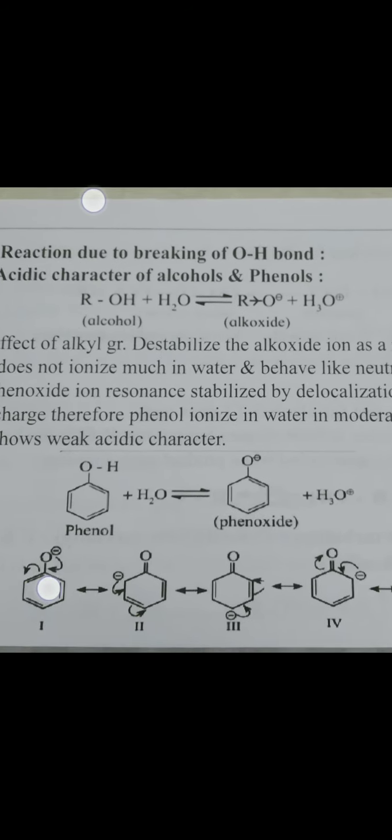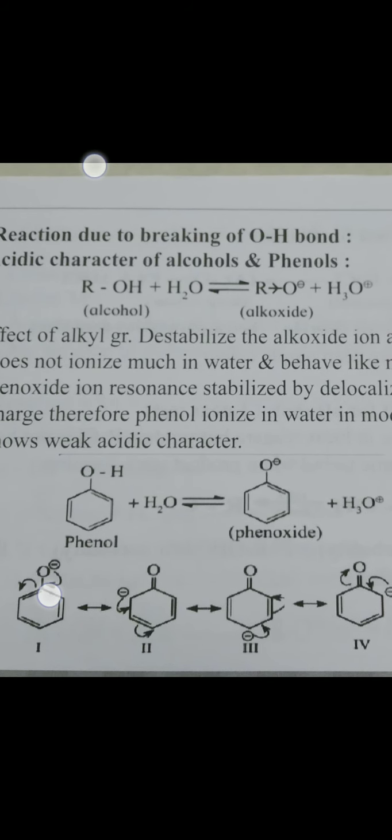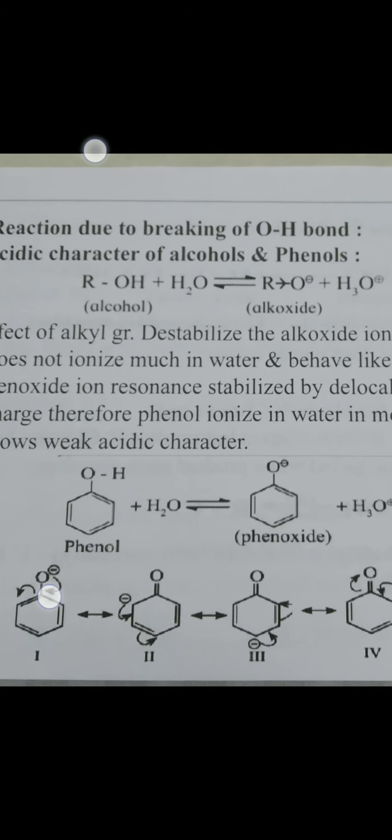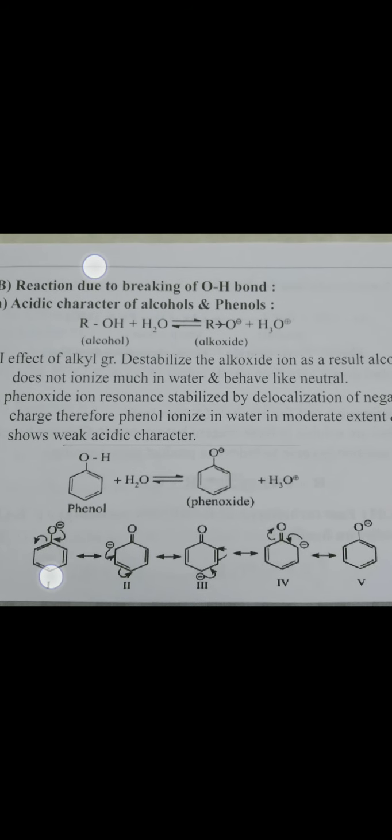Now, reactions due to breaking of the OH bond. Acidic character of alcohols and phenols. Alcohols when dissolved in water form RO minus, that is the alkoxide ion. The plus I effect of the alkyl group destabilizes the alkoxide ion. As a result, alcohol does not ionize much in water and behaves like a neutral compound.